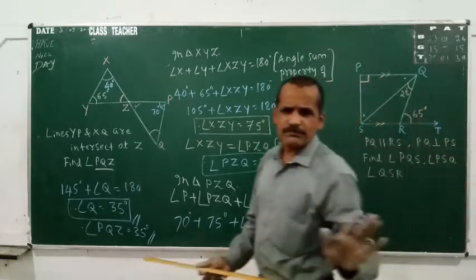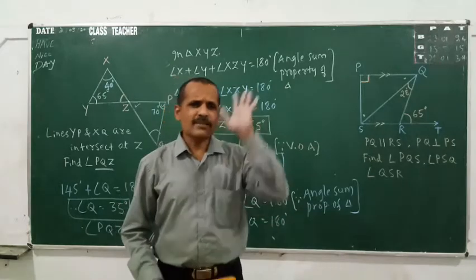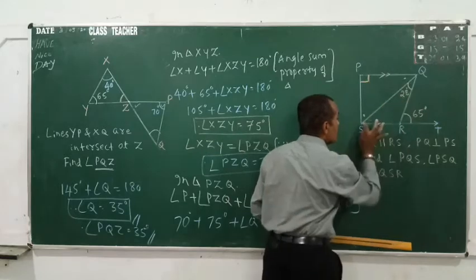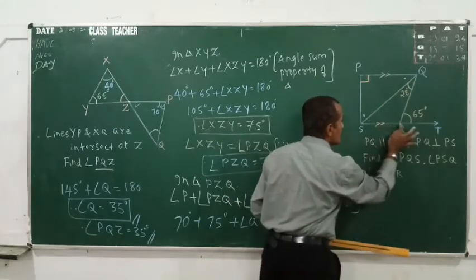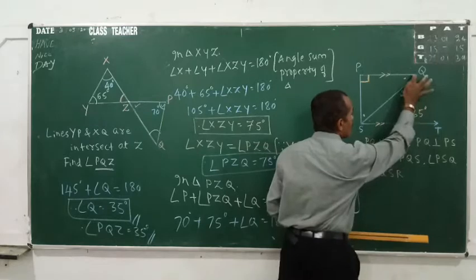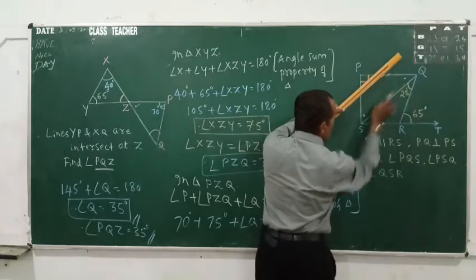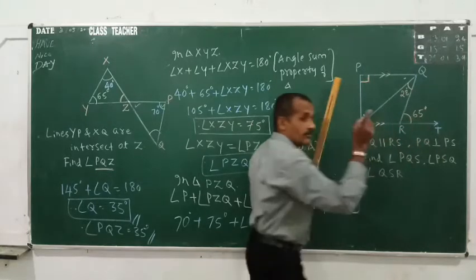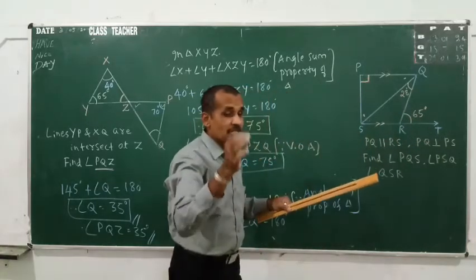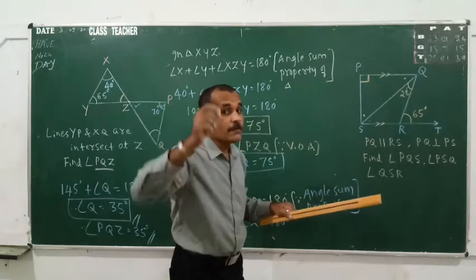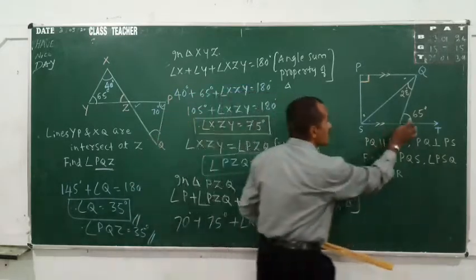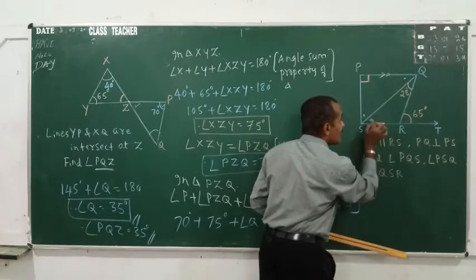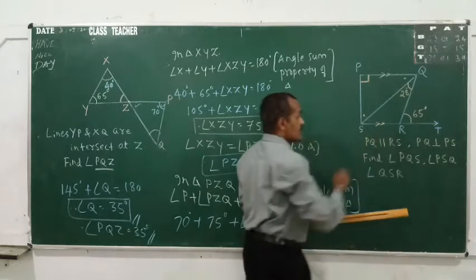I will first explain how to get the answer. Come on, refer to triangle QSR. This triangle is triangle QSR. For this triangle, this is the exterior angle. We have seen a property: the exterior angle of a triangle is equal to the sum of the interior opposite angles. When this is 65, the sum of these two is also equal to 65. With that you can find this angle.